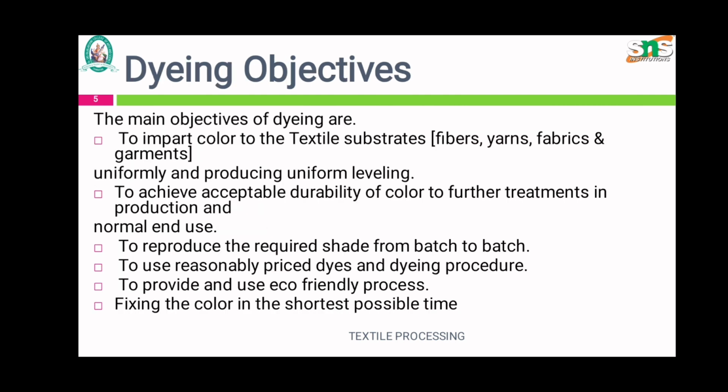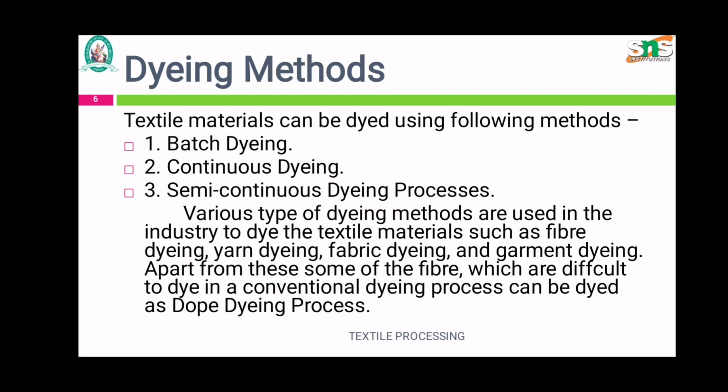So dyeing objectives. The main objectives of dyeing are to impart the color to the textile substrates, fibers, yarns, fabrics and garments uniformly and producing uniform leveling. Next, to achieve the acceptable durability of color to further treatments in productions and normal end use. To reproduce the required shades from batch to batch. To use reasonable priced dyes and dyeing procedures. To provide and use eco-friendly process, fixing the color in the shortest possible time.